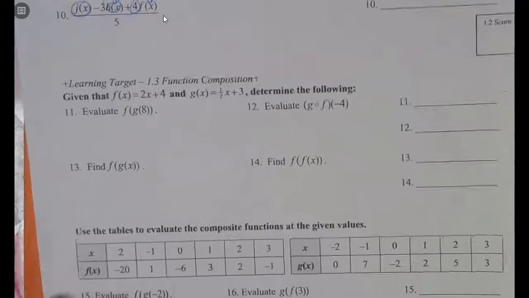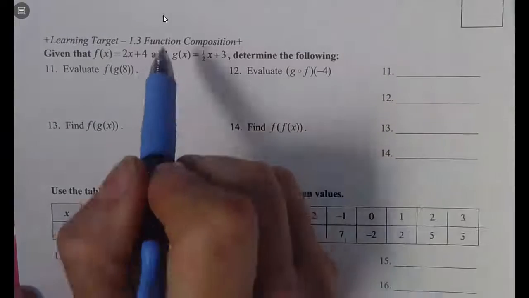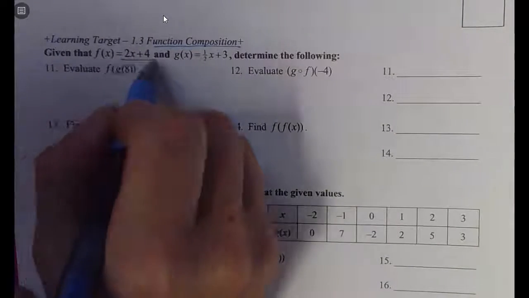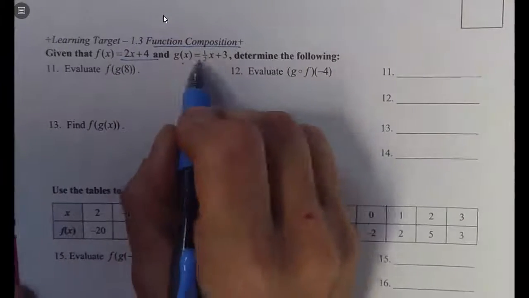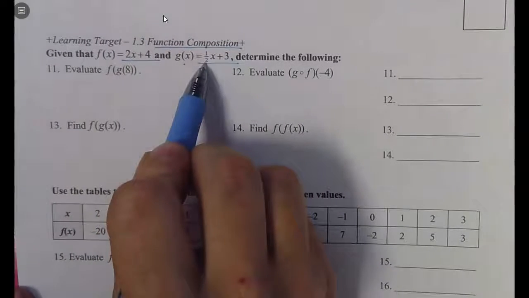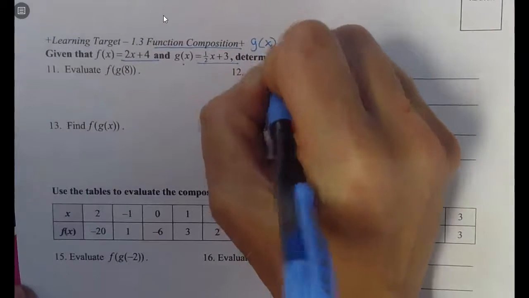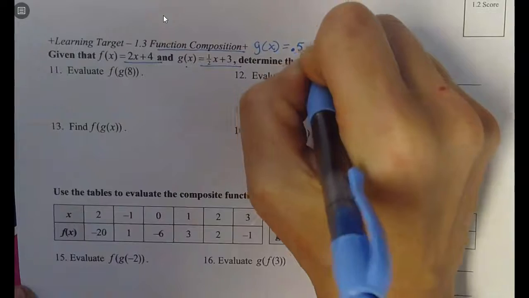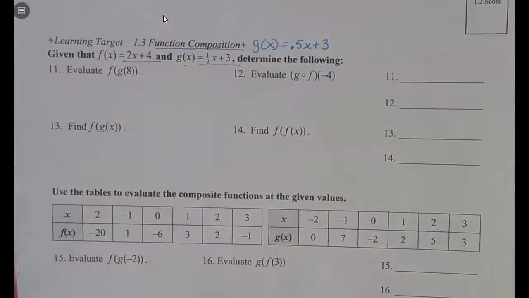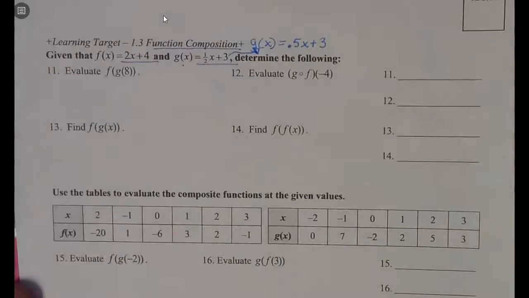And our last part of the open responses, learning target 1.3, function composition. So here are our two functions, given that f of x is 2x plus 4 and g of x is 1/2 x plus 3. So remember, when you put these in your calculators, you can change that. Another option is to have g of x equals 0.5x plus 3. That way, when you're plugging it into your calculator, distributing, that kind of thing, it might be easier if you don't have a fraction key.